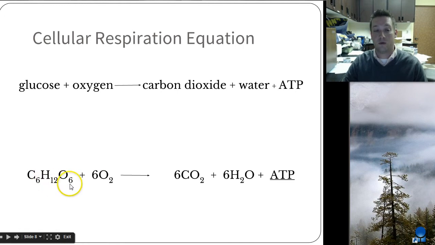It's except it gives you the chemical formulas instead of just the names. This is big and scary, but all this is glucose, and it's made out of 6 carbons, 12 hydrogens, and 6 oxygens. All right, so that combines with 6 oxygen molecules.